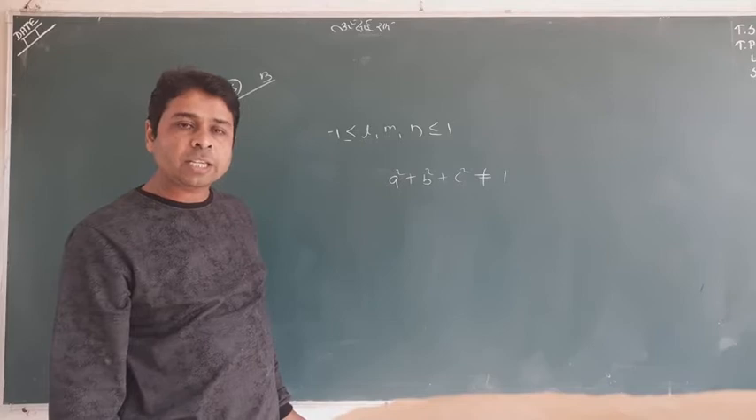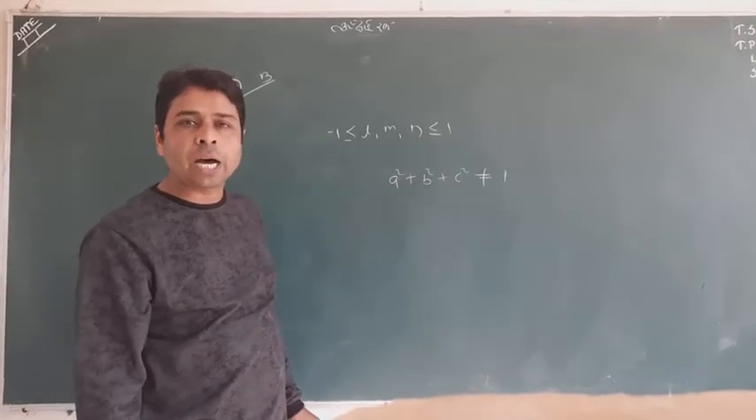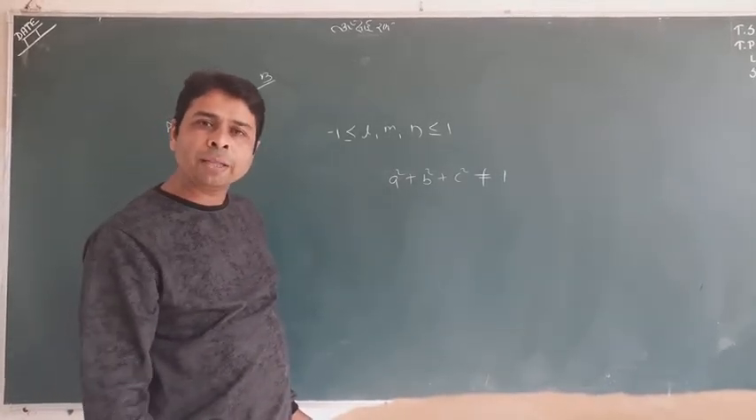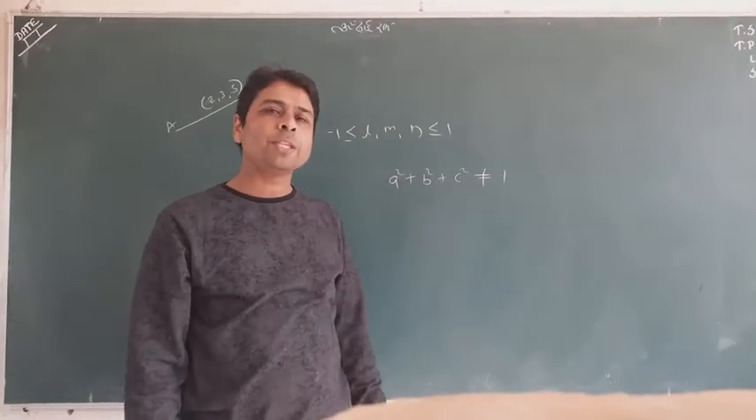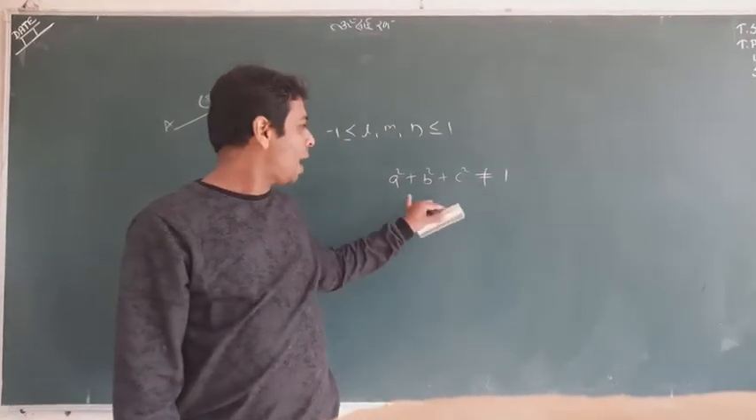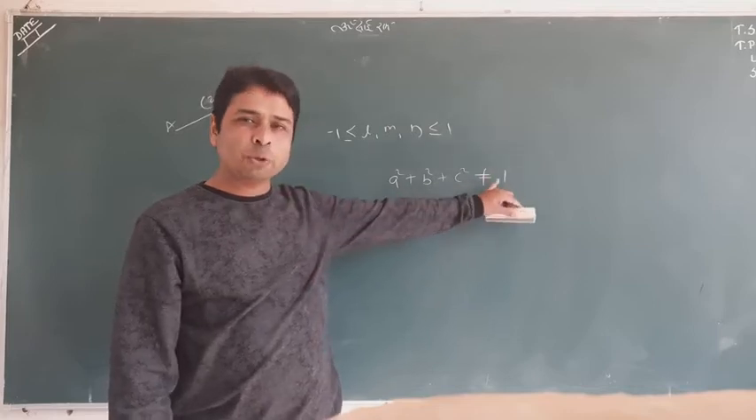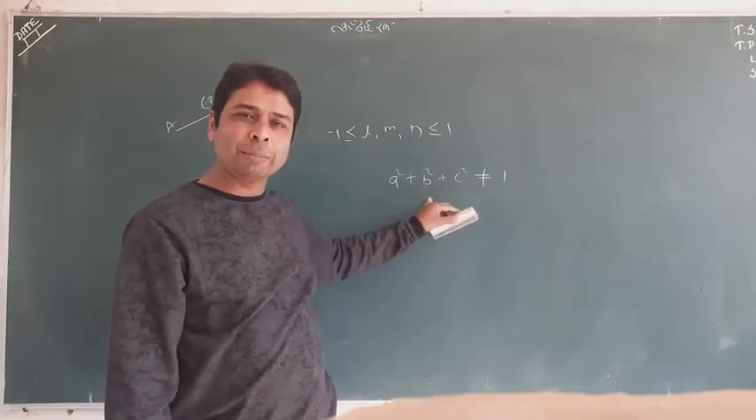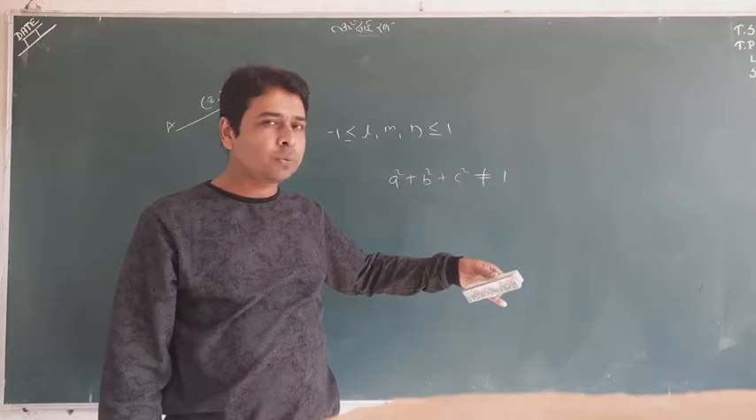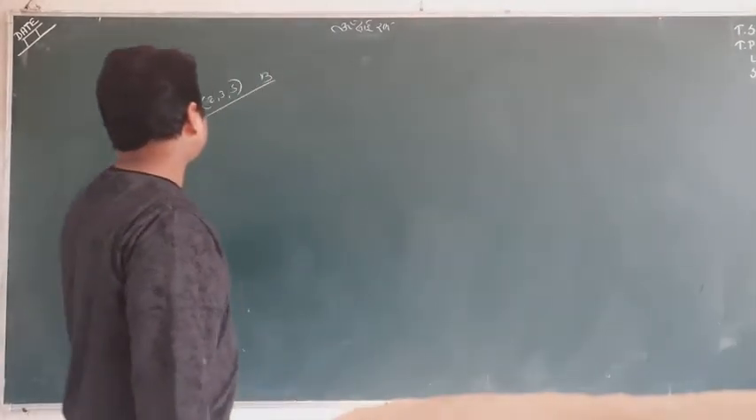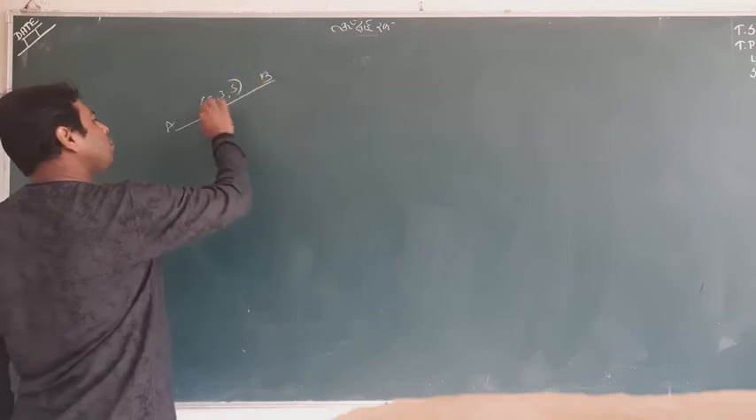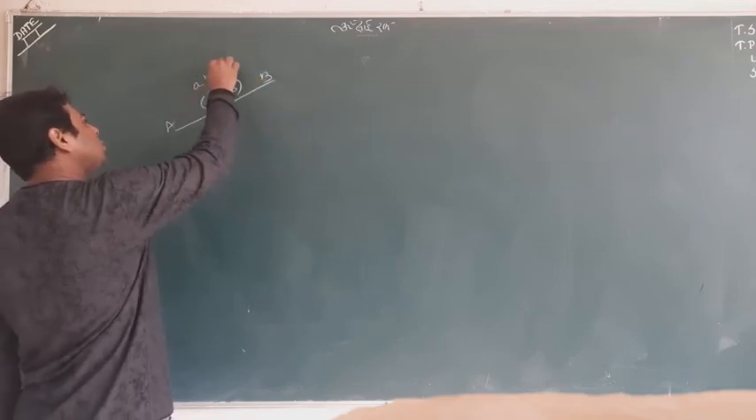And this is particularly the identity, how to identify LMN, how to identify ABC. This is a very simple way. You only square and add. If you get 1, it means these numbers are LMN. If it is not 1, it means they are ratios.